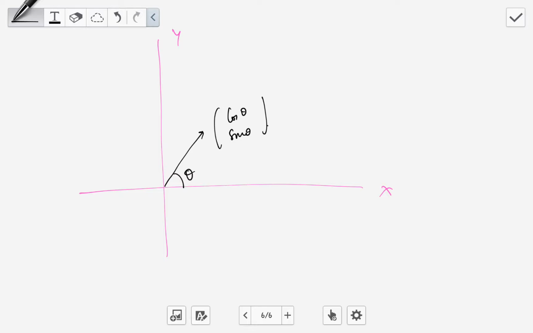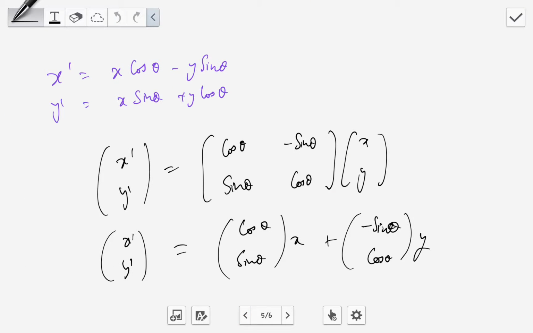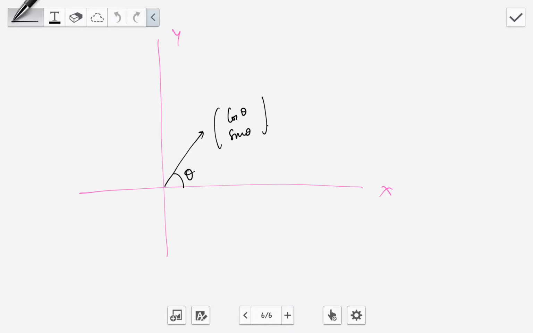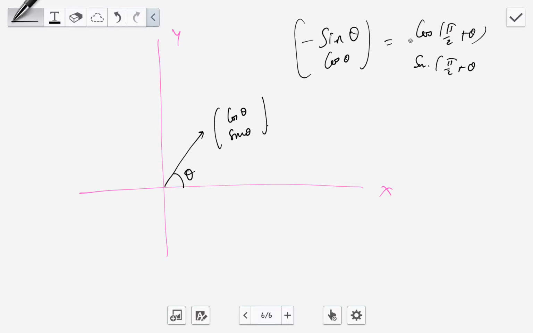Okay. Now the other is minus sin theta cos theta. If you want to represent this as something, you could write this as cos of pi by 2 plus theta, and this as sin of pi by 2 plus theta, right? So just have pi by 2 from here. Then this will be your minus sin theta and cos theta, right?